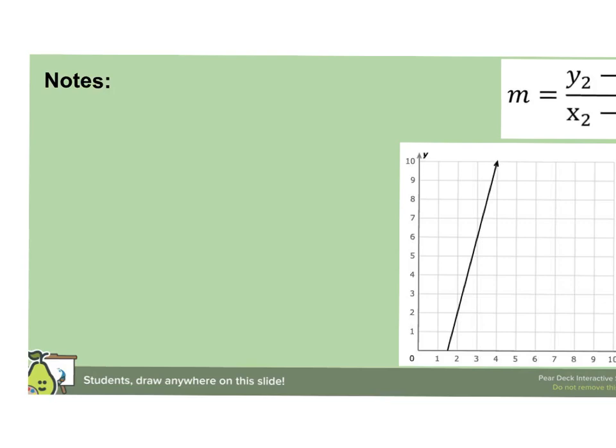Okay, so we are reviewing how to find the slope from a graph because this is something that we are struggling with. So let's try to clear it up today. So when you're finding the slope from a graph, the first thing you need to do is choose 2 points.